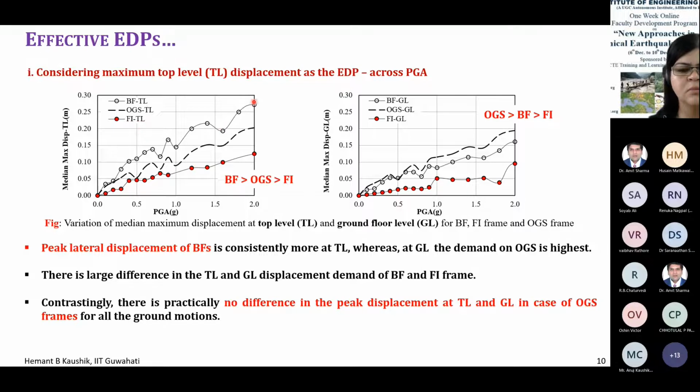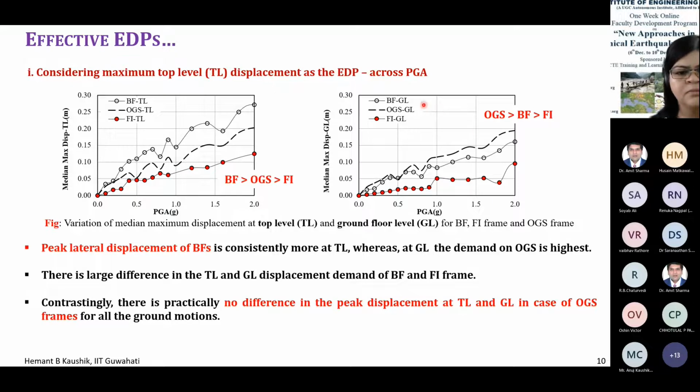So what you see here is that the bare frame, of course, is having the maximum demand, right? Then it is followed by the open ground story and finally the fully infilled. This is not correct. This is not the real behavior of the structure.